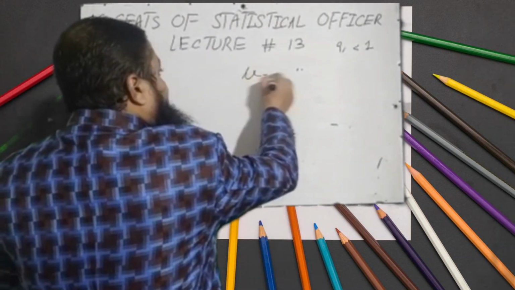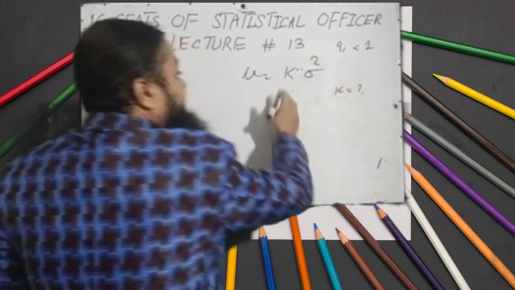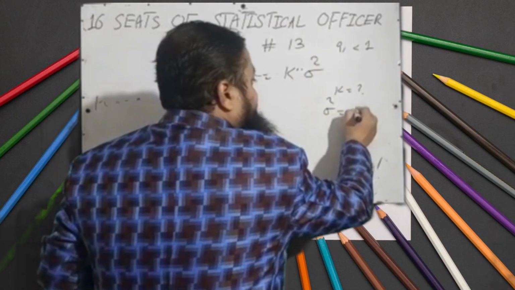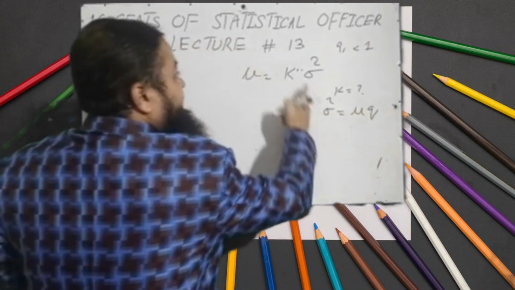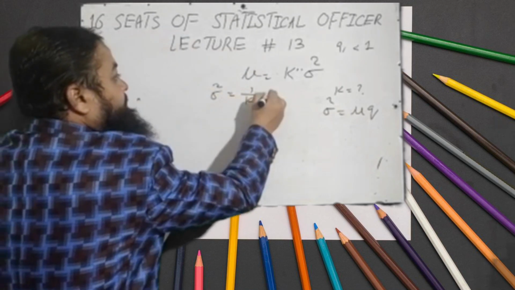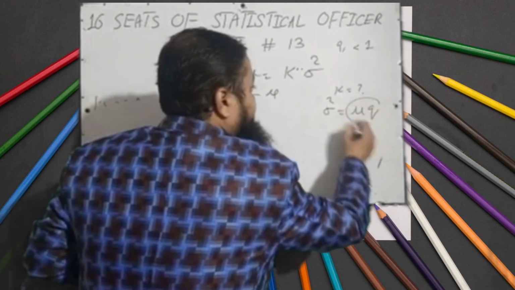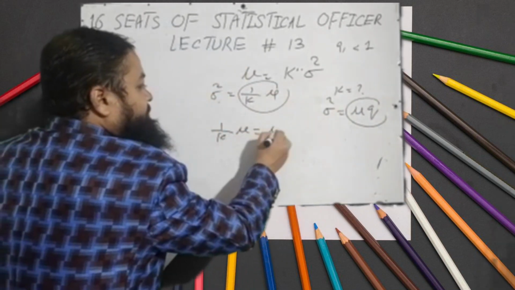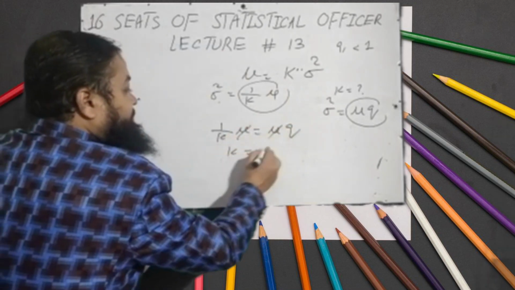Actually, mean is k times its variance, and we have to calculate the value of k. We have discussed in the previous multiple choice question, sigma square is equal to mu q. Just consider these two. If I find the value of sigma square here, that will be 1 over k mu. Just compare them. Sigma square is equal to this much and sigma square is equal to this much. These will also be equal. 1 over k mu is equal to mu q. Now mu will be cancelled with mu and k will be equal to 1 over q.